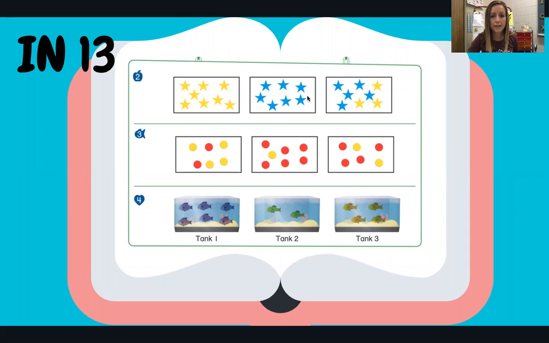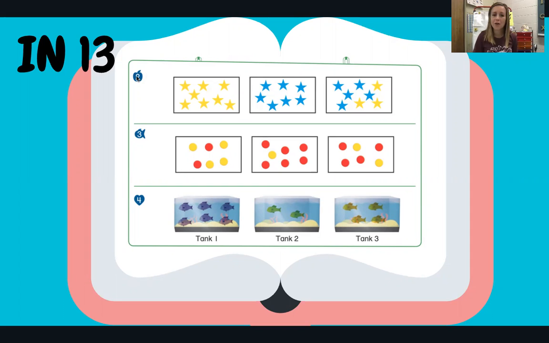All right, here we go. So go ahead and put your finger on number 2 with the apple. We're going to start there. Number 2 says this: draw a circle around the group that has all yellow stars. Go ahead and do that now.